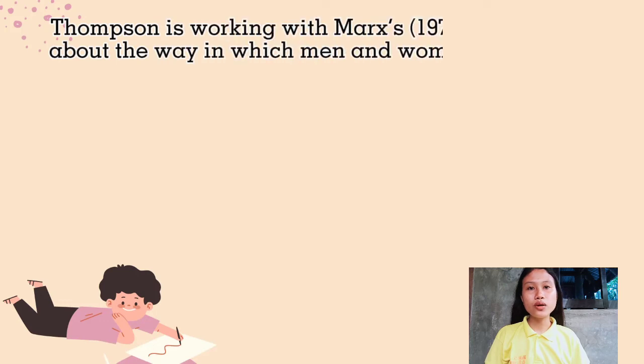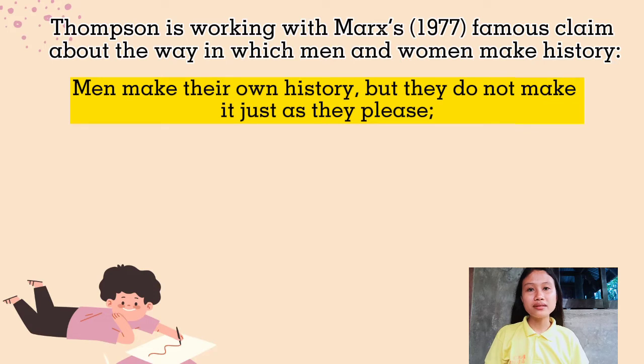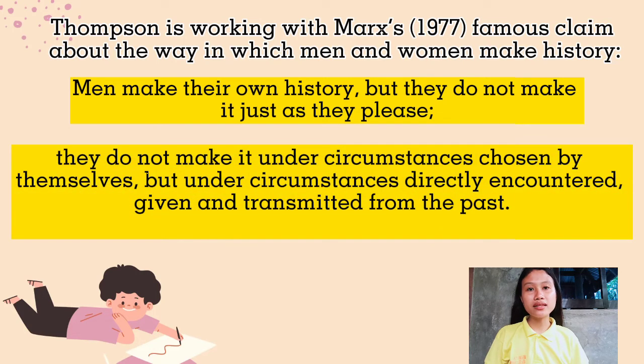Thompson is working with Marx's (1977) famous claim about the way in which men and women make history. Men make their own history, but they do not make it just as they please. They do not make it under circumstances chosen by themselves, but under circumstances directly encountered, given, and transmitted from the past.